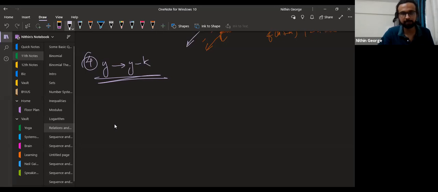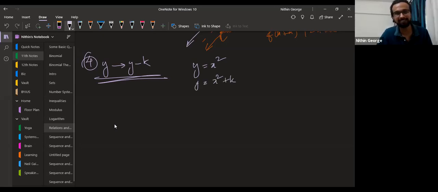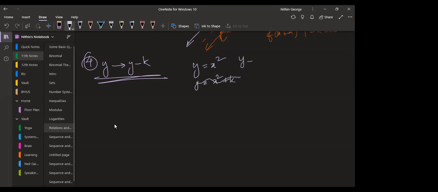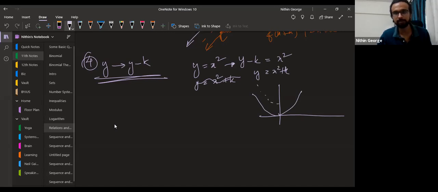What happens when y becomes y minus k, guys? Let's take a simple example. Y equal to x square. Now try k units upwards. Y equal to x square plus k is the modification here. I replace y with y minus k, so it becomes y equal to x square plus k. So here you can imagine it. Y equal to x square is here. If k is a positive value, y equal to x square plus k should come like this.